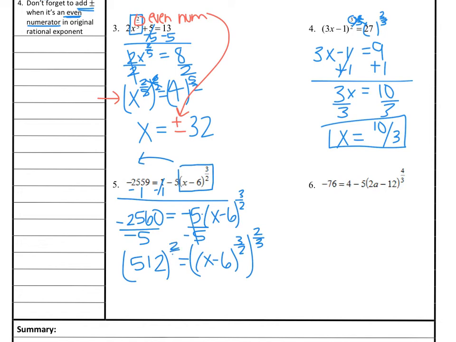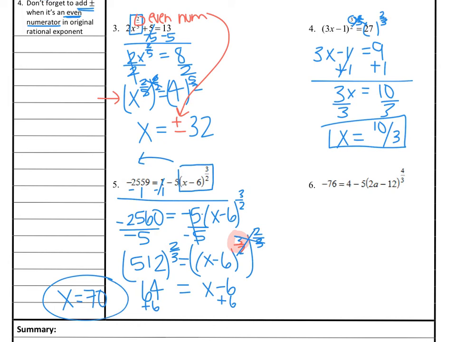Again, reciprocal power. Notice again that we have an original odd exponent numerator, so we are not going to have to use plus or minus. Okay, those cancel, cancel. Plug that left side into your calculator and get a 64 equals x minus 6. That's all that's left. We can drop parentheses at this point, add 6 to both sides, and end up with x equals 70.